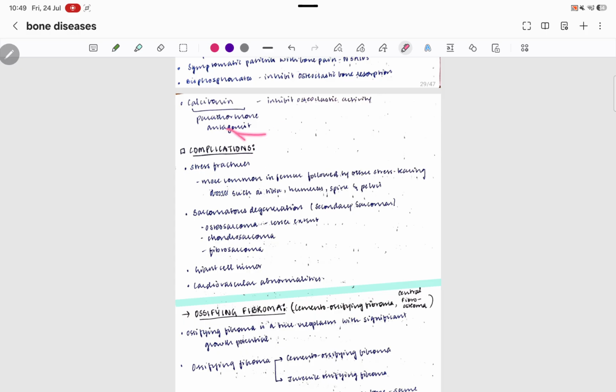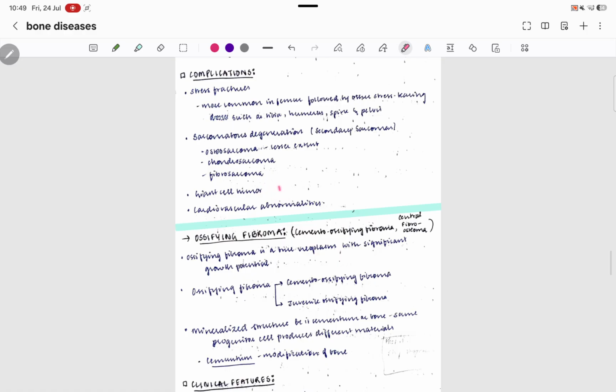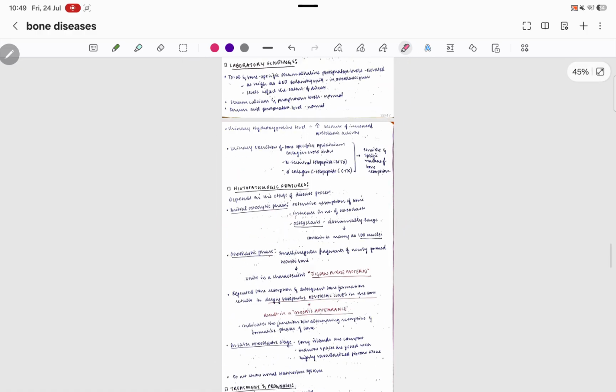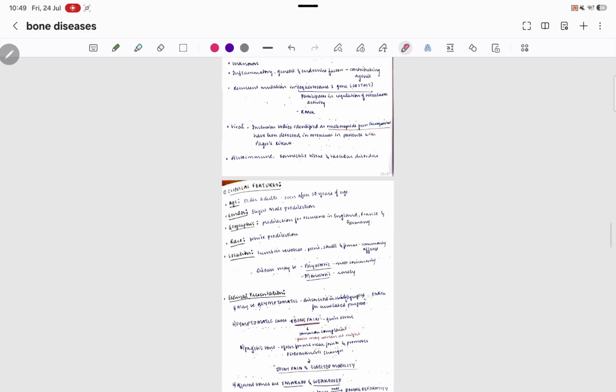activity. Complications: stress fractures, which are common in the femur, and sarcomatous degeneration; osteosarcoma, chondrosarcoma, and fibrosarcoma may develop, and giant cell tumor and cardiovascular abnormalities are seen. So this was about Paget's disease.